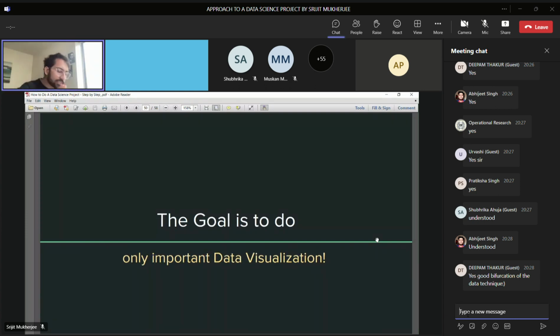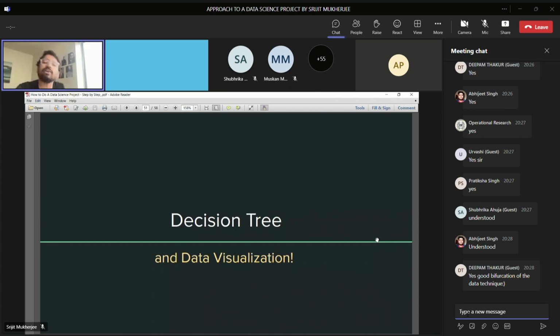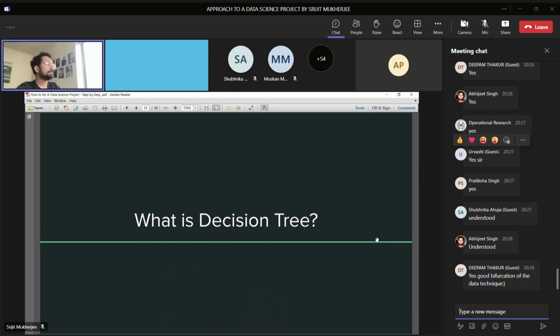The goal is to do the most important visualization. When you're presenting in front of your client, you will not tell them, oh, I have done this and this is what I found. It's not possible for a human to do that. So you need a model to understand which are the important features. That's why we will combine a decision tree. We all think a decision tree is a model for prediction, but it is one of the most important models for data visualization and for understanding the most important features, and we'll see how. Now let's talk a bit about what a decision tree is.